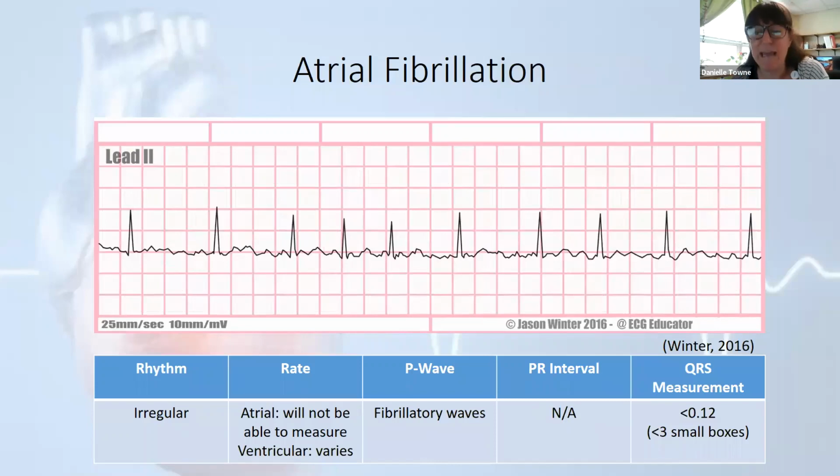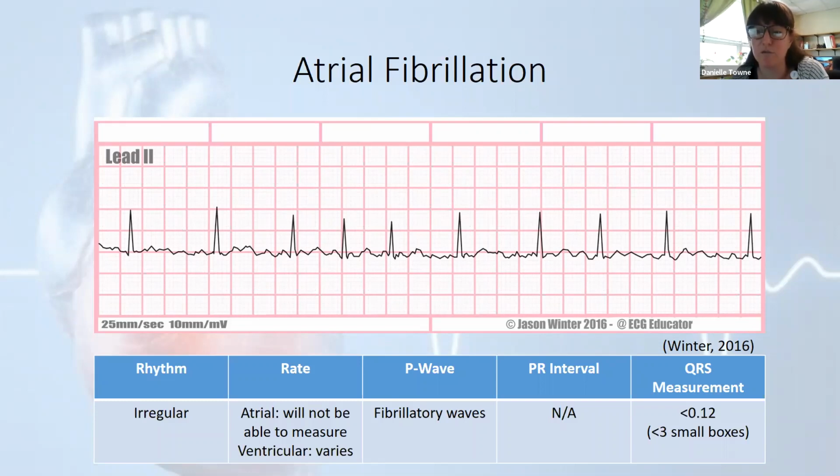Atrial fibrillation. So AFib results when there are rapid and disorganized electrical signals in the heart's atria, causing the atria to fibrillate. These disorganized rapid signals can cause the ventricles to respond and beat very rapidly. We can have AFib with RVR, that's rapid ventricular response. Now, AFib with RVR typically occurs when the ventricular rate is anywhere from 100 to 175 beats per minute, and this causes reduced cardiac output due to inadequate filling time.